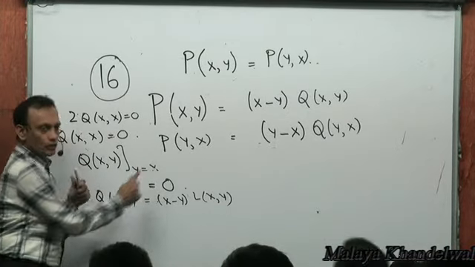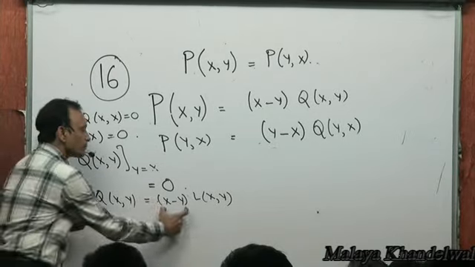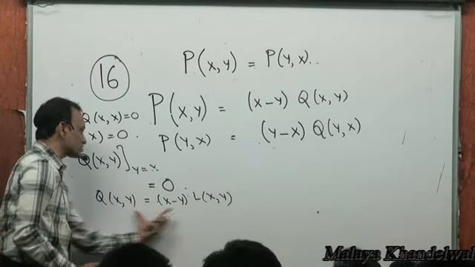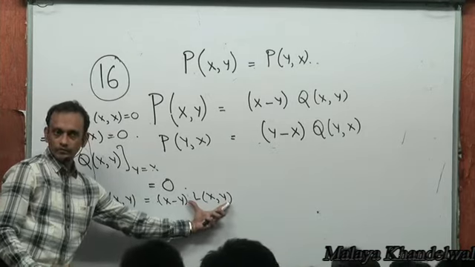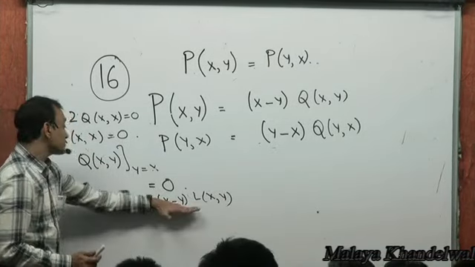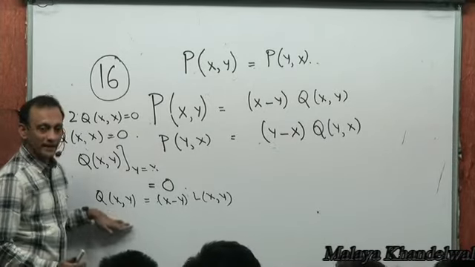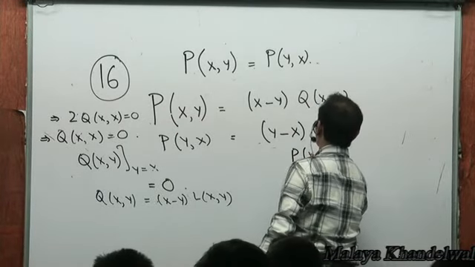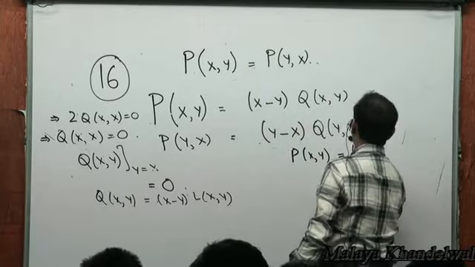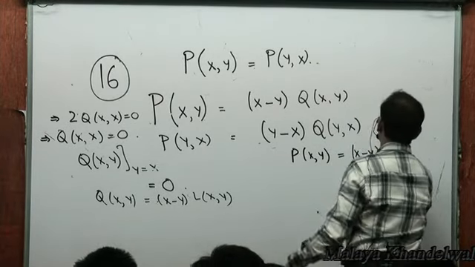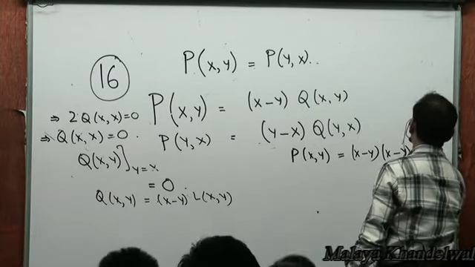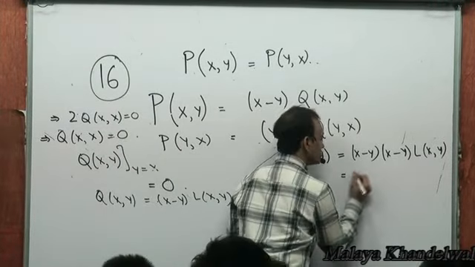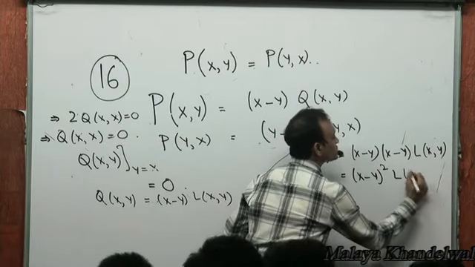If q(x,y) becomes 0 when you plug in y equal to x, that means (x minus y) must appear in the factorization of q(x,y). See, if you plug in y equal to x, q(x,y) is becoming 0, isn't it? That means (x minus y) is a factor of q(x,y). That means P(x,y) could be written as (x minus y) times q(x,y), which is (x minus y) times some other polynomial L(x,y). That means this is equal to (x minus y) whole squared times L(x,y).